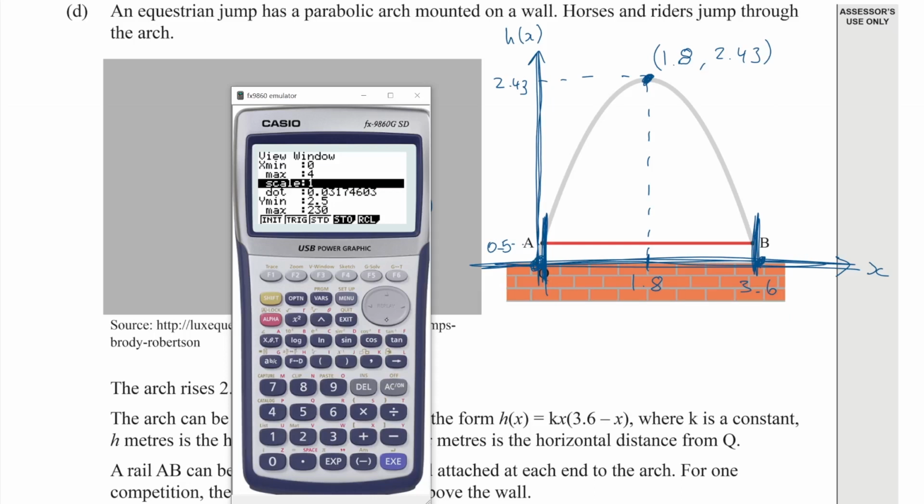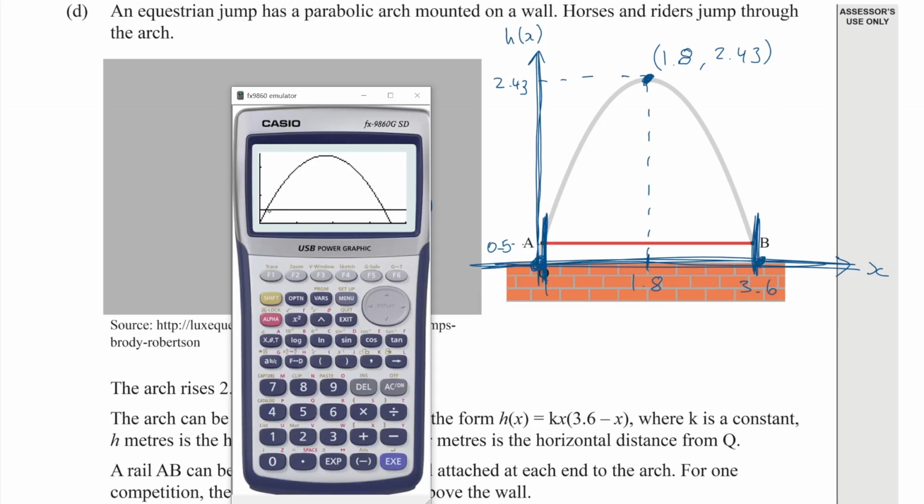Oh, what did I do wrong? Oh, what happened here? So y min 0, y max 2.5. That should fix it. There we go. So this looks like the drawing on the right.